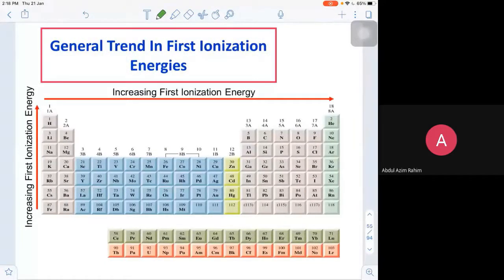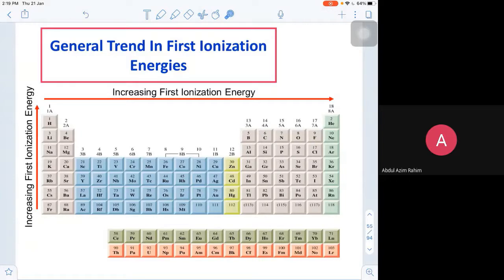So generally we know that in period 2 elements, lithium is the biggest, followed by beryllium, boron, carbon, nitrogen, oxygen, fluorine. Fluorine is the smallest. So we know that fluorine will have a higher Zeff compared to lithium. It is the smallest one, highest Zeff, highest first IE.